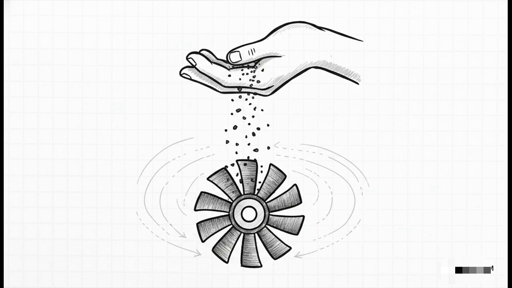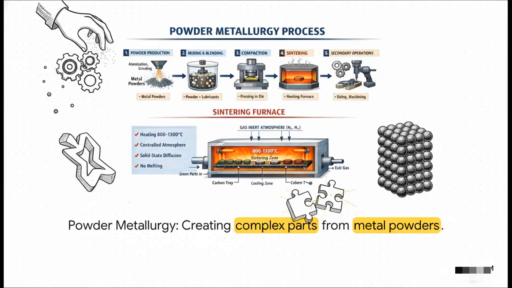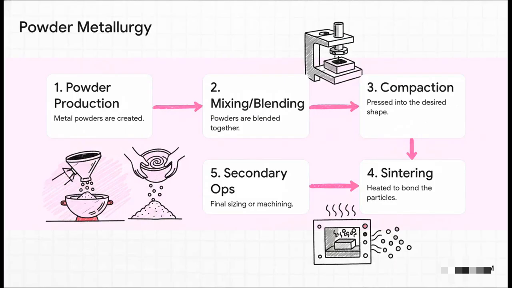Let's check out a pretty modern method. This is powder metallurgy. It's a way you can build complex parts, not by cutting, but by joining. It involves making a powder, pressing it into shape, and then heating it until all the particles bond.